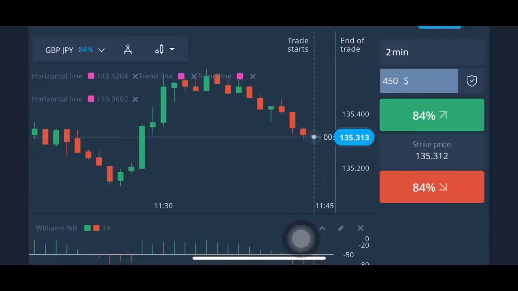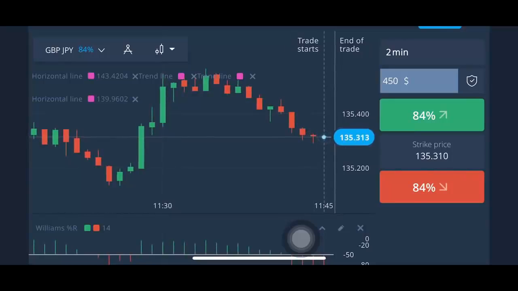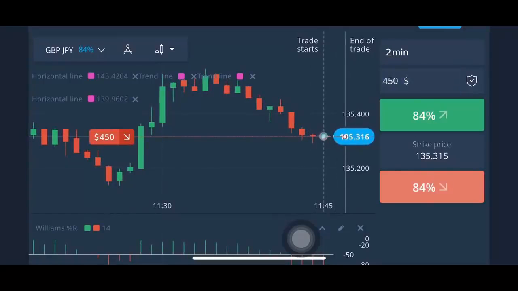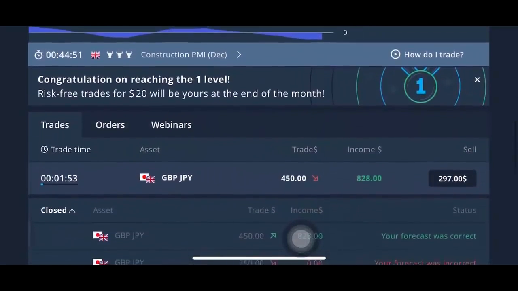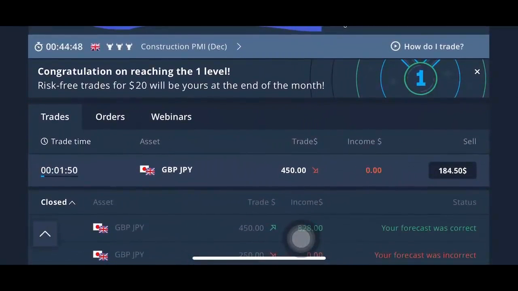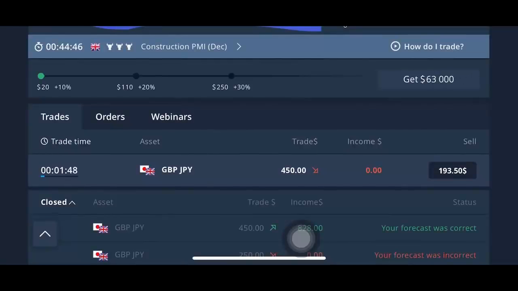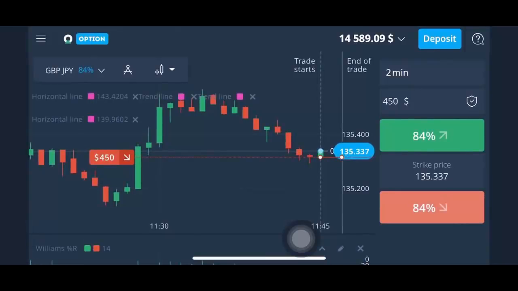I'm going to open a trade on GBP JPY. I'm going to open a down trade because it's clearly a downtrend, as I can see. The trade I have opened here is GBP JPY, $450 invested, 84% of profit.